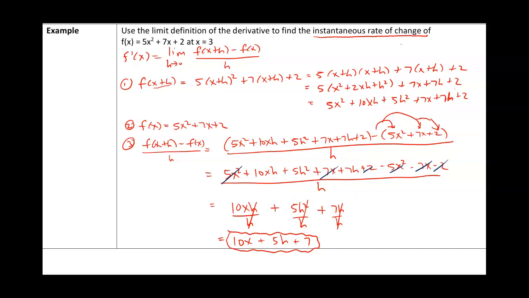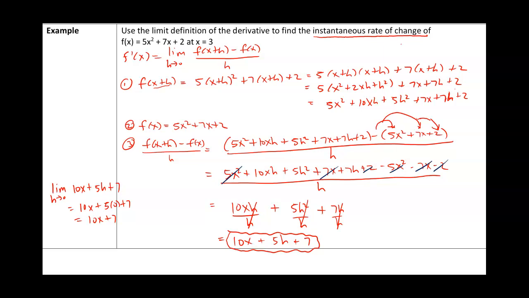That is not my derivative, that's just the difference quotient. To find the derivative, or f prime of x, I need to take the limit of that as h approaches 0. So if I take the limit of 10x plus 5h plus 7 as h approaches 0, I'm going to use direct substitution and replace the h value with 0, which gives me 10x plus 7. So that is the derivative of 5x squared plus 7x.